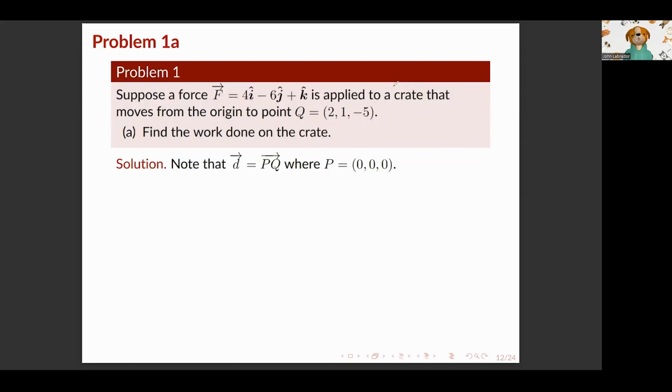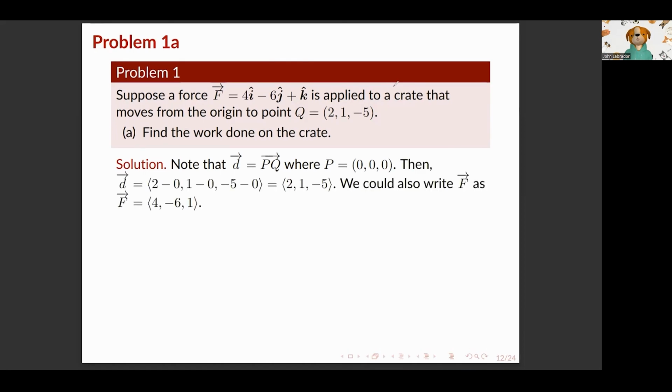But for now, we are given the formula of the work, which is the dot product of F and D. We already have the vector F, so we are to find the vector D. So the vector D is equal to the vector PQ, where P is just the origin and Q is given.